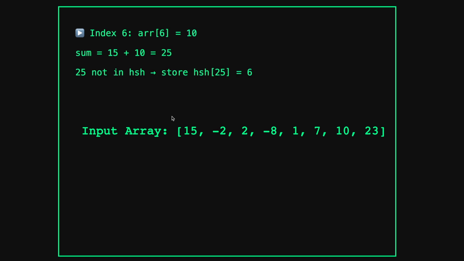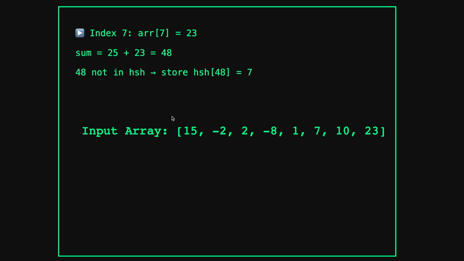And now I will move to the next index, which is 6. I get 10. My sum will become 15 plus 10, which is 25. Again, 25 is not present in the hash map, so I will store 25 in the hash map with the index equal to 6. Now again, I will move to the next index. I get 23, so my sum will become 25 plus 23, which is 48.